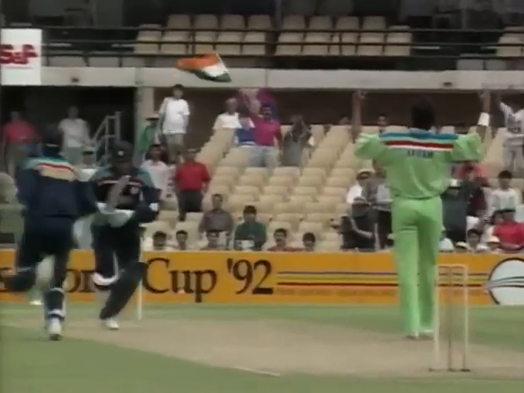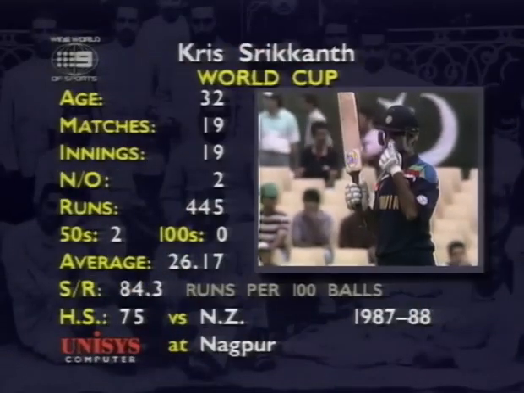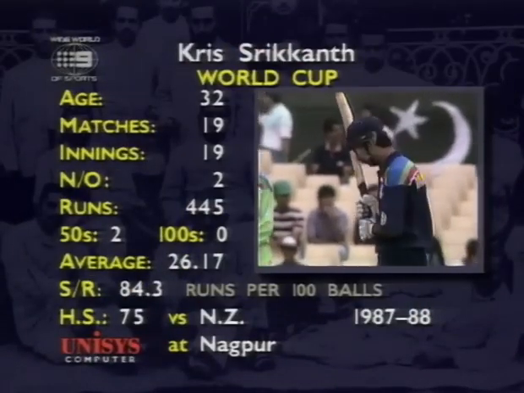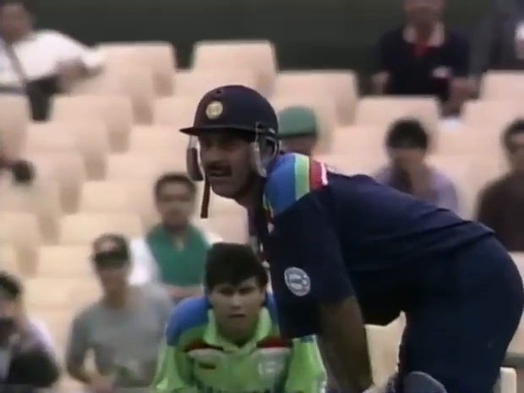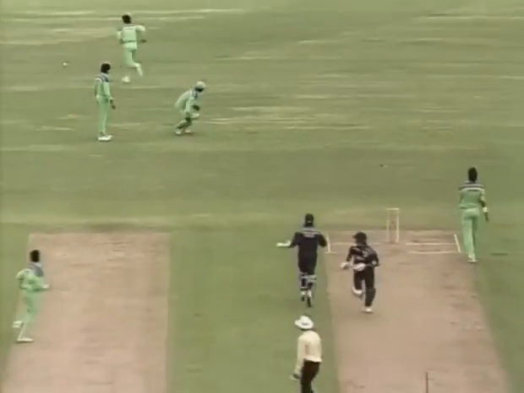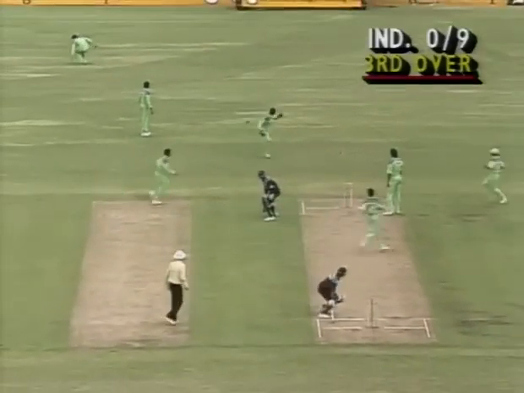That's Chris Srikanth in World Cup matches. He's played 19, that's quite a lot. His strike rate's 84.3, so that's excellent. So when he gets away, he can be a winner, but he's not getting away at the moment. That's out if he catches it. No, he doesn't. It looked to me as if it just carried.